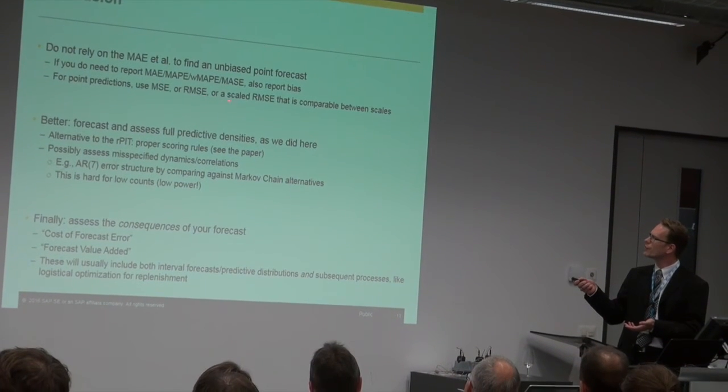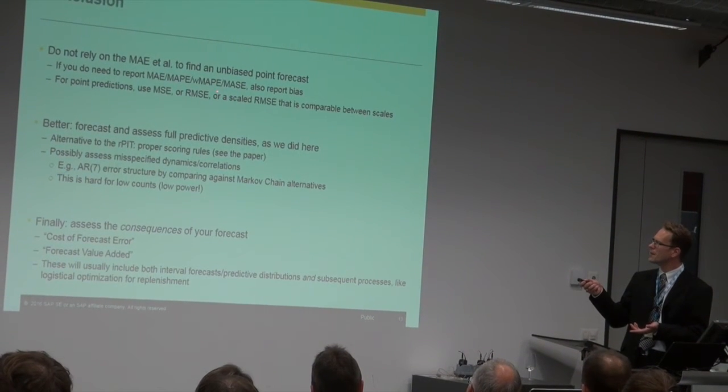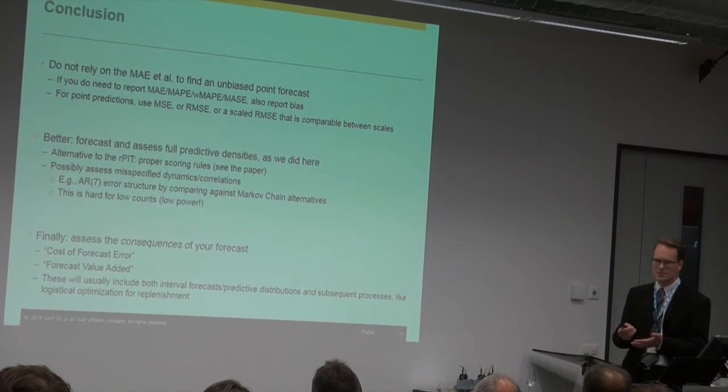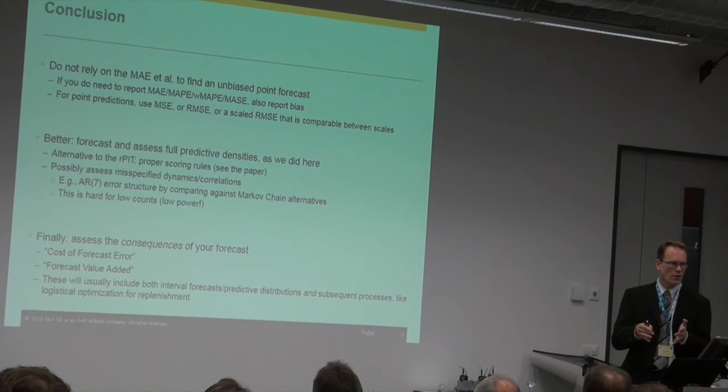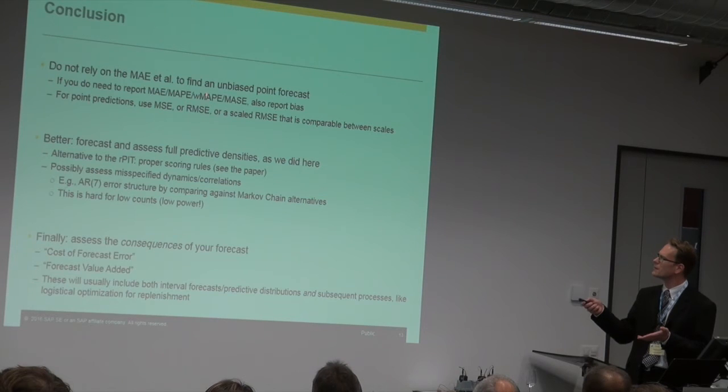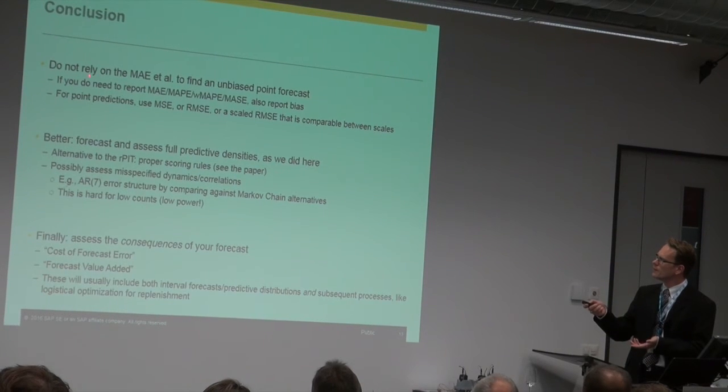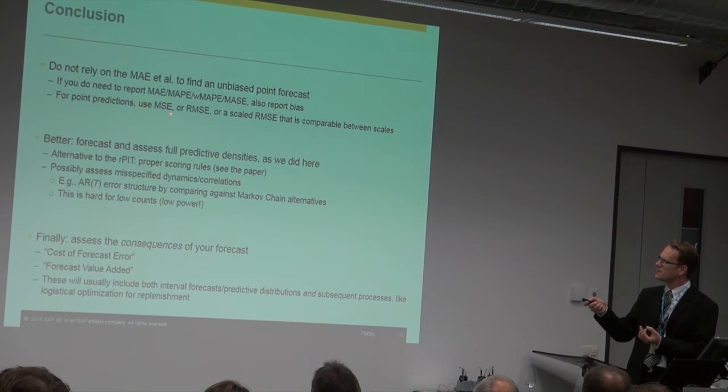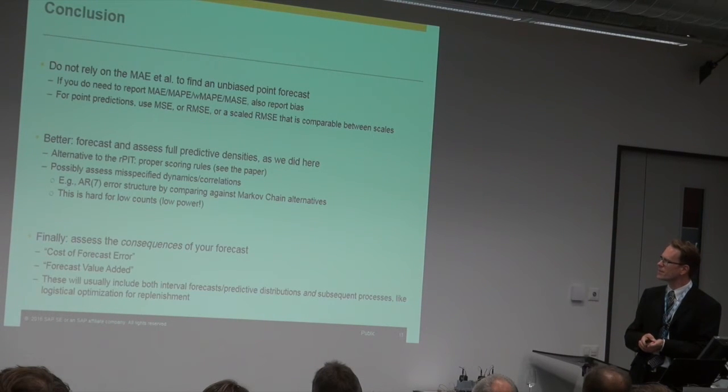If you do need to report them, mean absolute error, MAPEs, percentage errors, and you sometimes have to report them because people want to know them, because people, as I said, are more comfortable with the weighted MAPE, well, then at least also report whether you have bias. If you have a point prediction, it's probably better to use MSE, which many here are using, whether root mean squared error or a scaled version or something else.